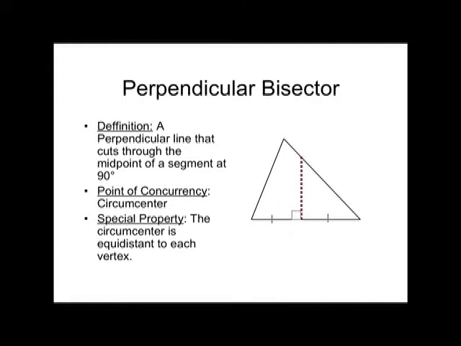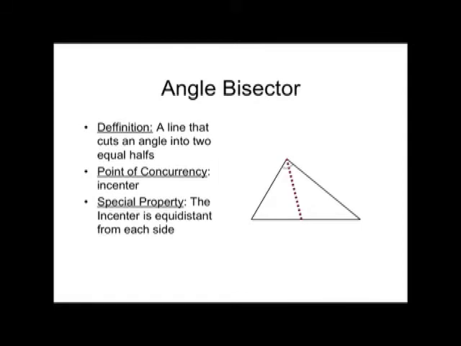Next we have an angle bisector. Like the perpendicular bisector, the act of bisecting means to cut something in half or split it into two equal parts. Therefore, an angle bisector cuts an angle in half, meaning the measures of the angles on either side of where the bisector cuts through are equal. The point of concurrency for this is the incenter, and the special property is that the incenter is equidistant from each side of the triangle.